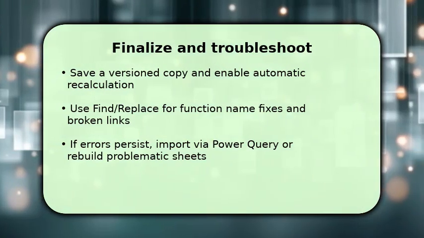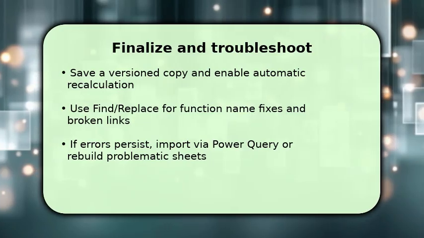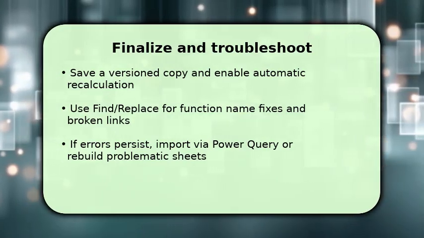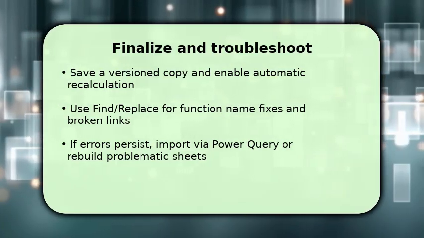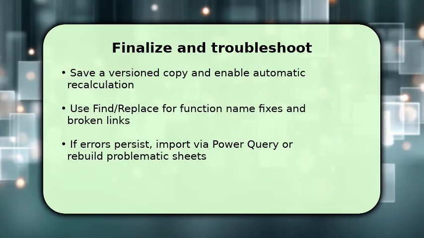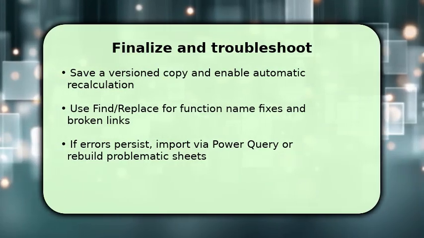Finalize by saving a versioned Excel copy and enabling automatic recalculation so formulas update. If you encounter function name mismatches, use Find and Replace to swap Google functions for Excel ones. Check for broken links to external sheets.